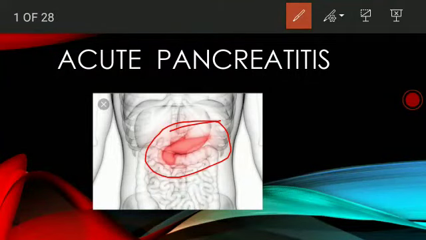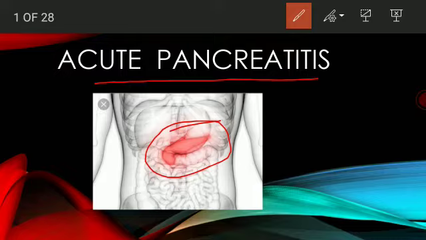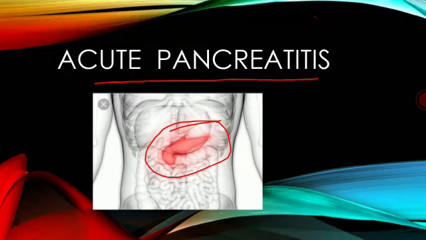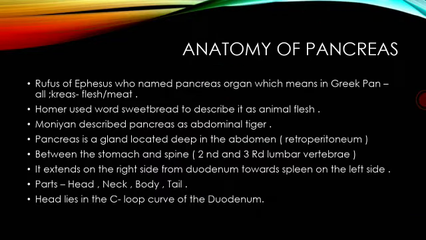Hello friends, today we are going to discuss acute pancreatitis. It is the inflammatory condition of the pancreas, this red colored organ which we can see in the diagram. It is our pancreas. So let's see something about this pancreas first. We will discuss in short the anatomy of the pancreas.